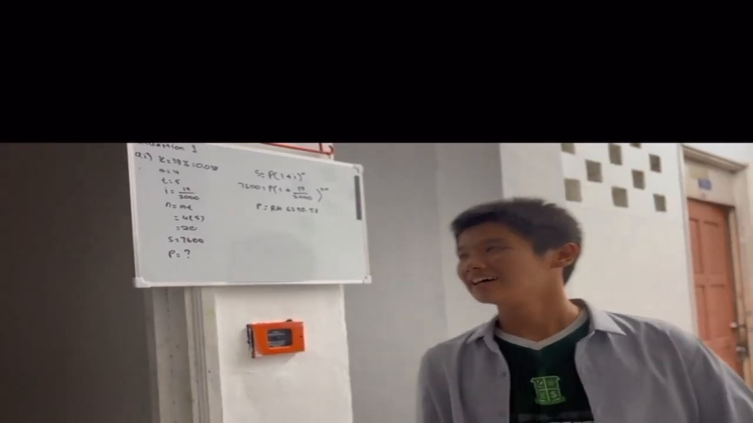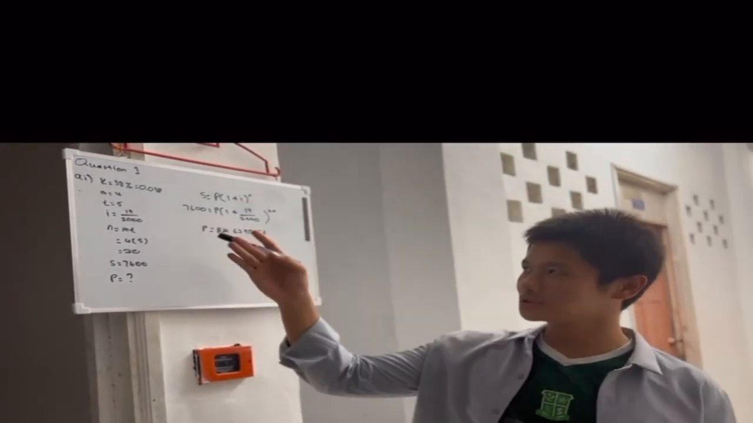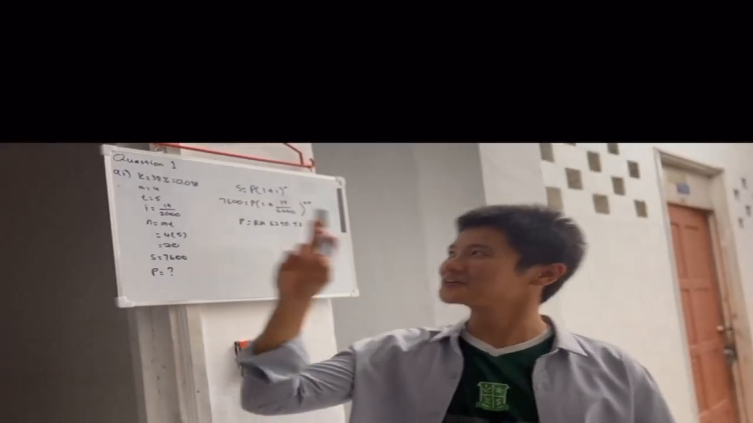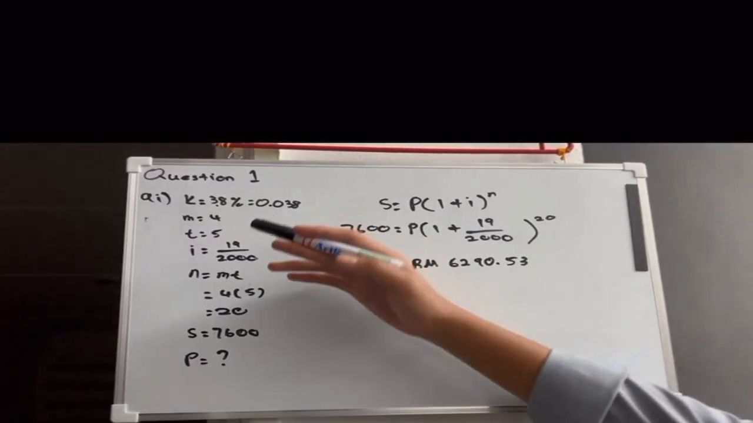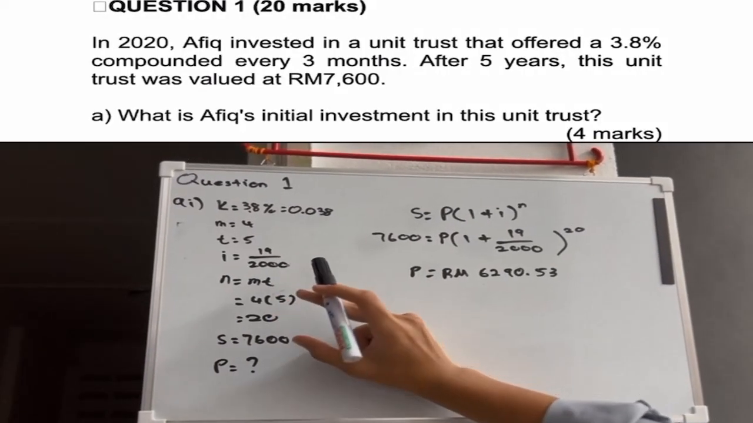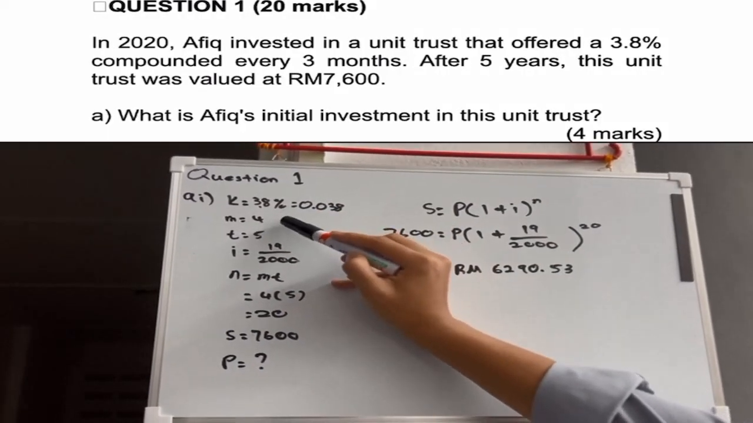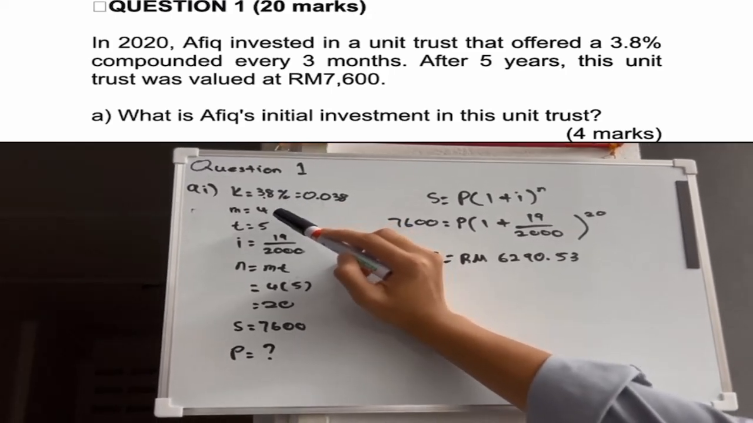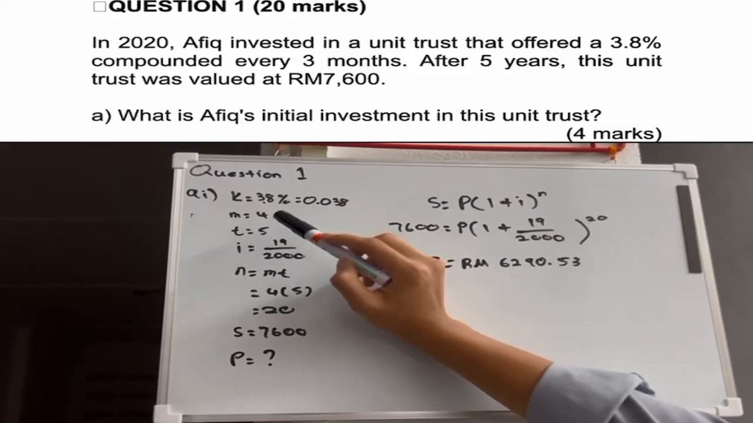Good morning, guys. My name is Sean, and today I was assigned to discuss our group assignment on question 1A. As we know, in the first sentence of question 1, Afiq invested in a unit trust that offered 3.8%. That will be our annual interest rate.